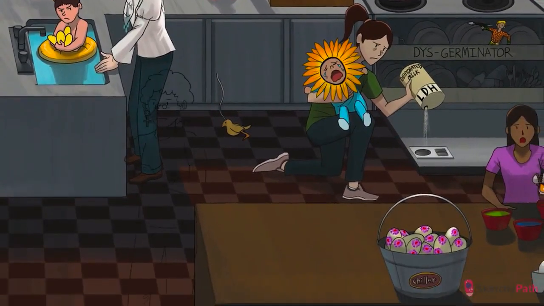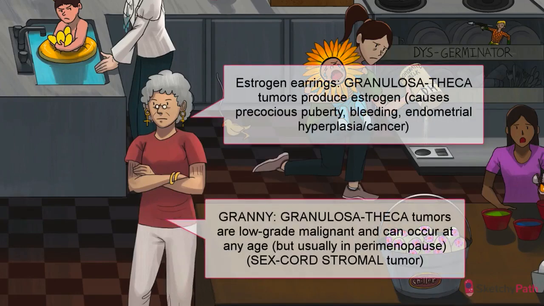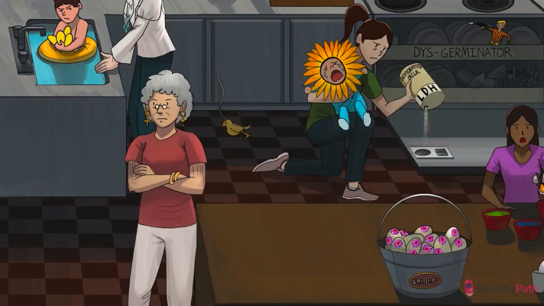Next up, we have granulosa theca tumors. These are tumors that arise from both the granulosa cells, those cells that surround the oocyte in the follicle, as well as theca cells, which surround the granulosa cells. Granulosa theca tumors can occur at any age, but peak presentation is the perimenopausal period. Granulosa theca tumors are important because they produce estrogen, which means you can expect to see many of the symptoms associated with estrogen excess. And if you take a close look at our granulosa cell granny over here, you'll notice that her jewelry incorporates a recurring female estrogen symbol.